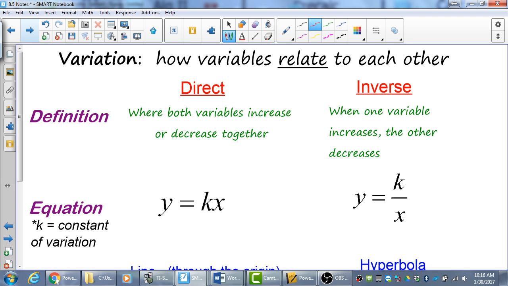How variables relate to each other. Direct definition: both variables increase or decrease together. So they either both decrease together or they're both increasing together. That's a direct relationship. When one variable increases and the other decreases, that's an inverse. So one is increasing, the other one is decreasing. That means you have an inverse relationship.